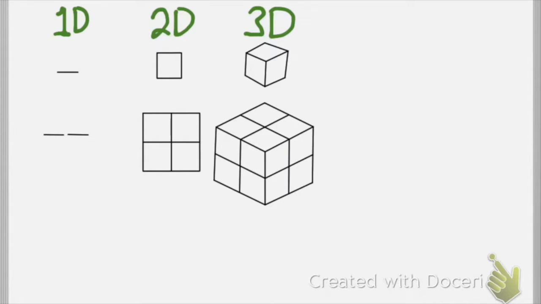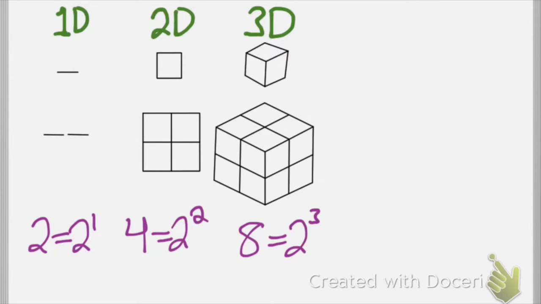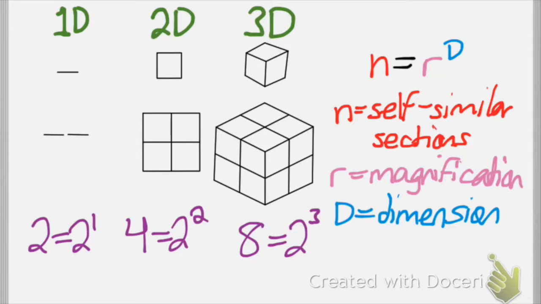Imagine we have a one-dimensional line, a two-dimensional square, and a three-dimensional cube. Now let's double their measurements, creating 2 self-similar lines, 4 self-similar squares, and 8 self-similar cubes. But hang on, aren't these self-similarity values all powers of 2? As it turns out, the dimension of a given geometric figure can be defined by n equals r to the d, where n is the number of self-similar sections, r is the magnification factor, in this case 2, and d is the value of the dimension.